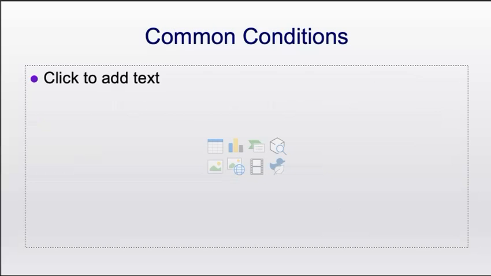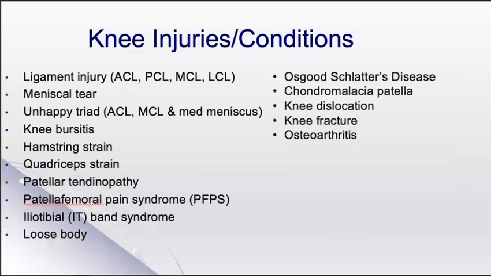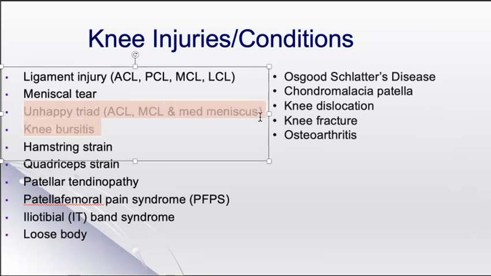Okay, so this next section of the lecture, we're going to talk about some common conditions that you're going to come across in the knee. And here's a whole list. This is not an exhaustive list of knee injuries, but when I put my brain to it, these would be the most common things that you'll see clinically. So you've got ligament injuries, meniscal injuries, knee bursitis, strains and sprains, the unhappy triad, which is an injury to the ACL, the MCL, and the medial meniscus.